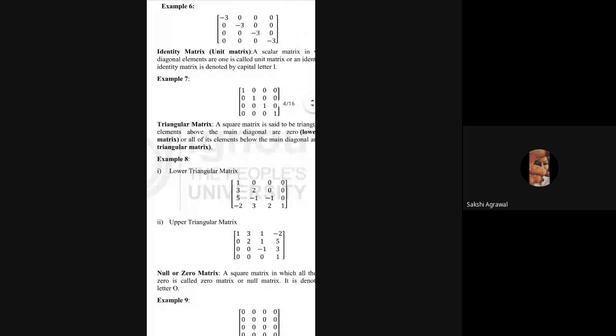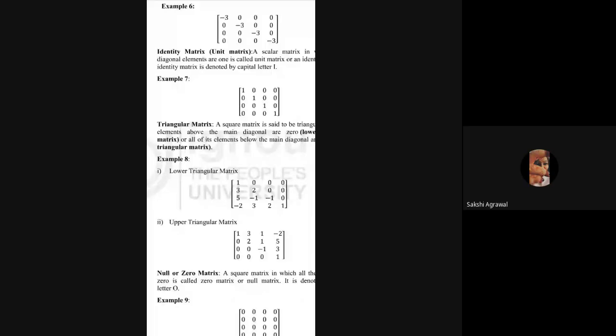So triangular matrix, here you can see that one part of the diagonal is non-zero and the other part, above the diagonal, is zeros. So in this case, two types of triangular matrix are there, lower triangular matrix and upper triangular matrix.